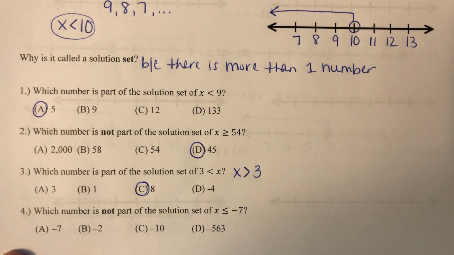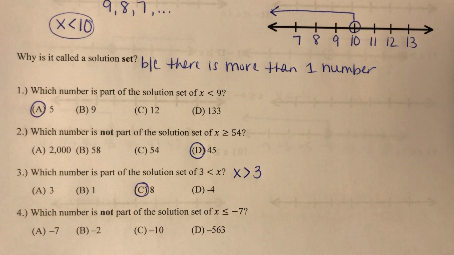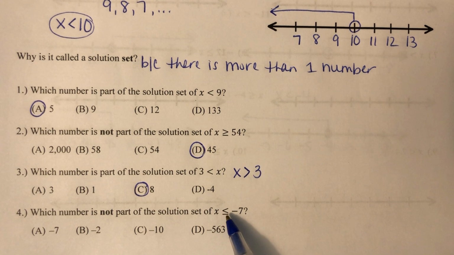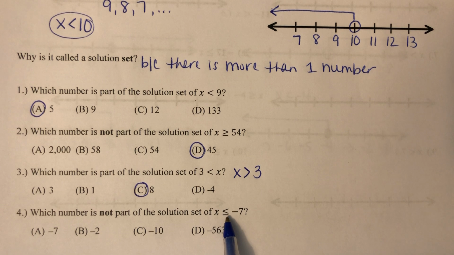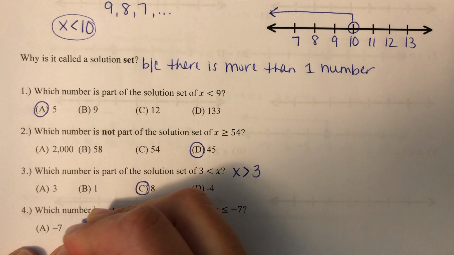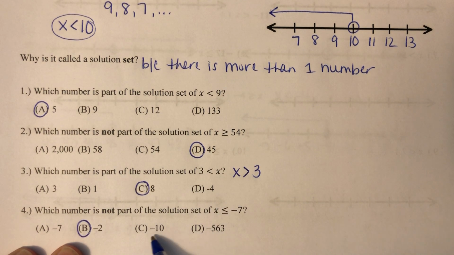Number 4, which number is not part of the set x is less than or equal to -7? Now, remember, careful with negative numbers. They're kind of opposite those positives. To be less than a negative number, you're getting colder and colder and colder. That's a big negative number, okay? So if I don't want a big negative number, I'm looking for a smaller negative number or a positive. So -7, oh, that's equal to, so that one works. -2, is that colder than -7? No, it's not. That's the answer. These other two are colder or worse, however you want to think about it.